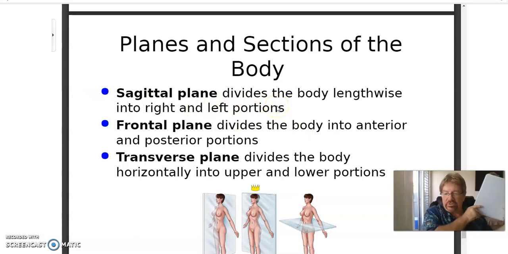If we had an imaginary plane going this way through us, it would divide the body into anterior or front and posterior portions, which is this one. Sometimes it's called coronal plane. That's why they got that little crown up there. And if we imagine an imaginary plane going through the body horizontally, that's called a transverse plane, like this one. Now again, if we dissected a body, would we actually find these planes in there? No. But they're used for diagnostic imaging and for reference points.